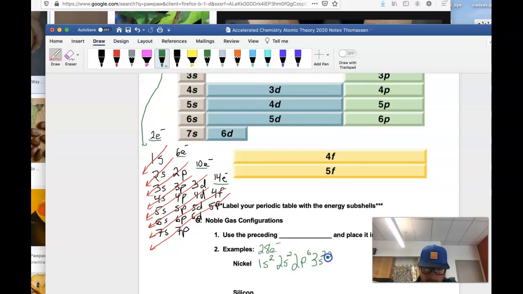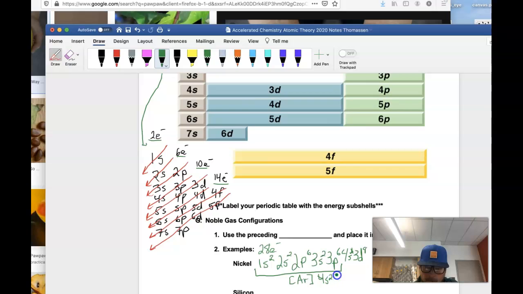3s2, 3p6, 4s2, 3d8. So what you might notice, and we've talked a little bit about, is that if you go up to 3p6, we are up to 18 electrons, which is the same as argon. So we can shorten this by going to the previous noble gas and saying argon, and then just fill in the rest.